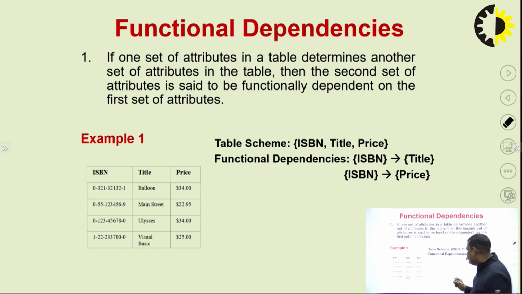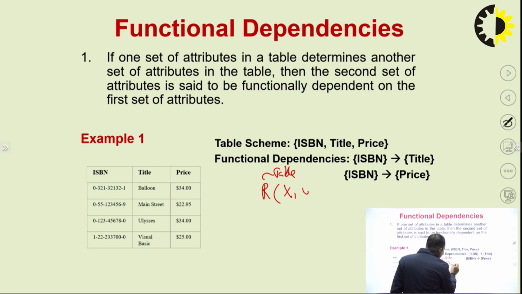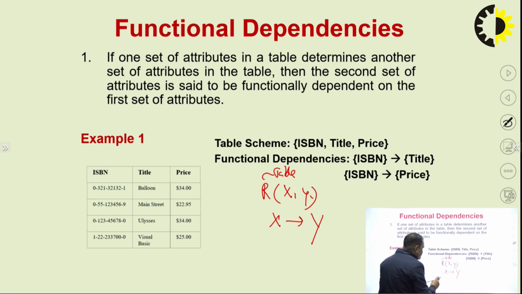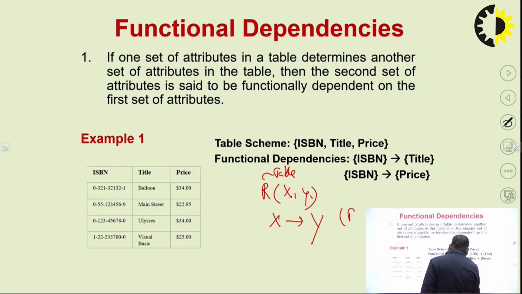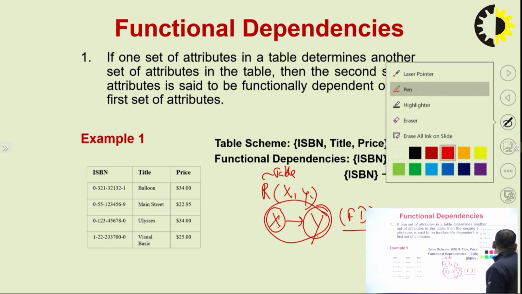For example, for any relation or table R and two attributes X and Y, Y is functionally determined by X. This is known as functional dependency. It means Y is determined by X. X is the determinant and Y is the determined. This is known as functional dependency.